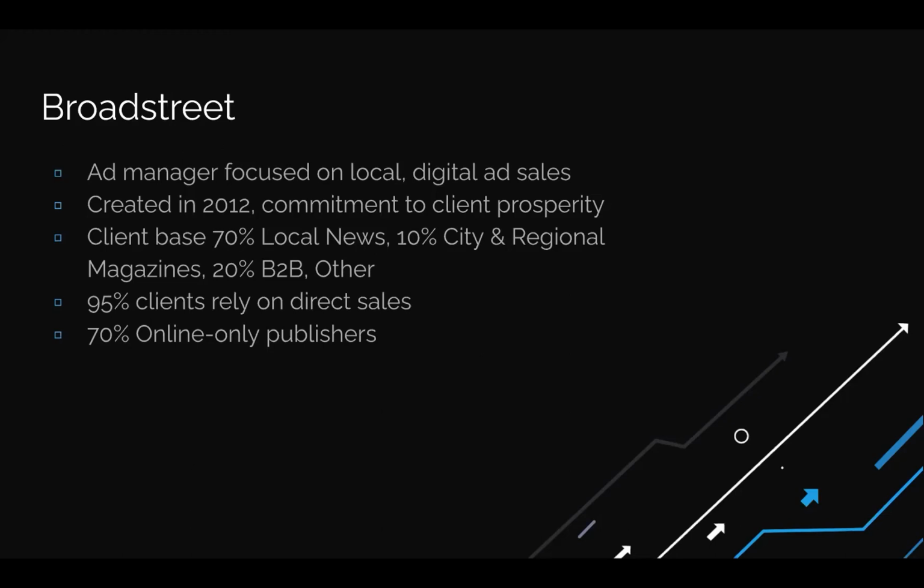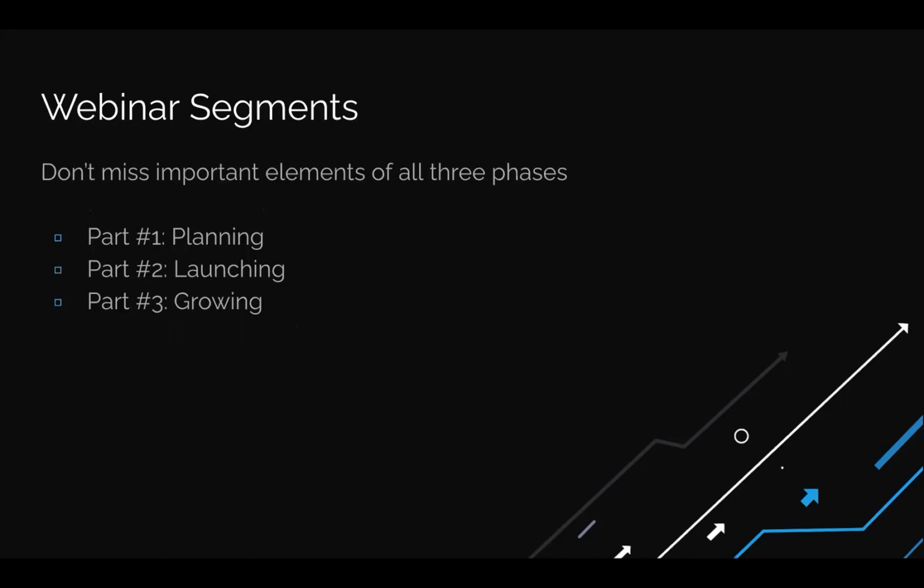We have a commitment to our customers' prosperity. We're always thinking about what we can do to help them be successful, and that comes in the way of customer support, some of our platform features, et cetera. Our client base is probably 70% local news, 10% city and regional magazines, and then we have a number of other publications that share the same model, meaning primarily direct sales. Most of our customers, the majority of their income is built on direct sales: sponsored content, display advertising, newsletter sales, along those lines. So they all have that same model, and this content is very relevant for them. 70% of our publishers are online only. We do have some publishers who are print-based and making that transition to digital.